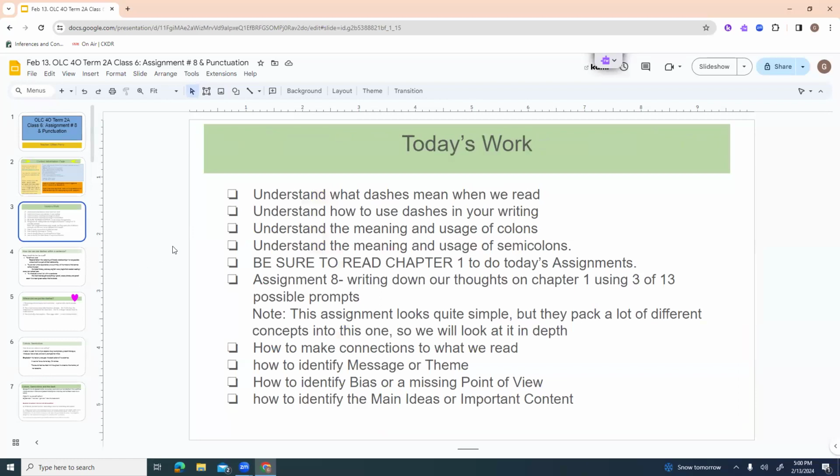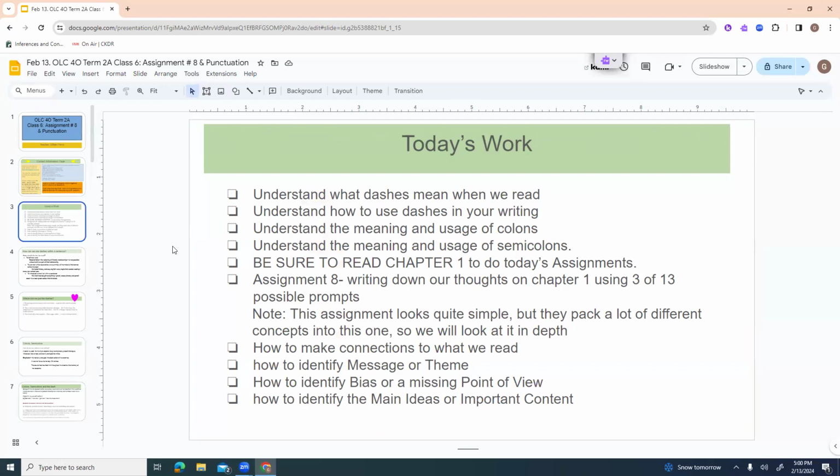Okay, today's work: understanding what dashes mean when we read, understanding how to use dashes in your writing, understanding the meaning and usage of colons, understanding the meaning and usage of semicolons. Be sure to read chapter 1 in order to do today's assignments.